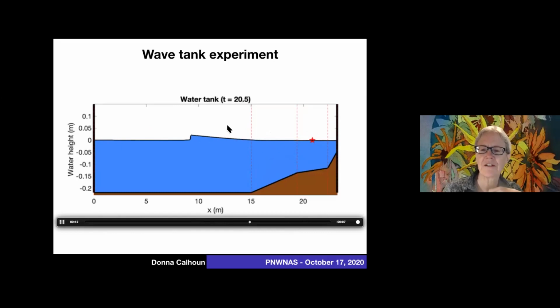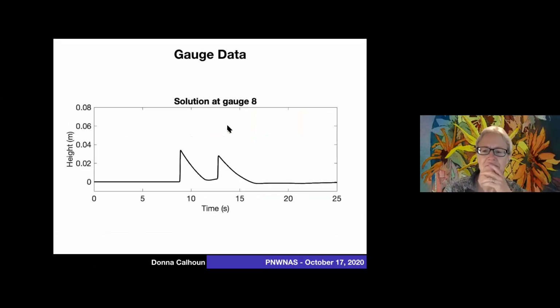So we can actually plot the solution, the height at the gauge as a function of time. Okay, so here's that gauge height as a function of time. And of course, nothing happens for a while. The wave hits it initially, and then it hits it a second time, and then the wave passes the gauge.